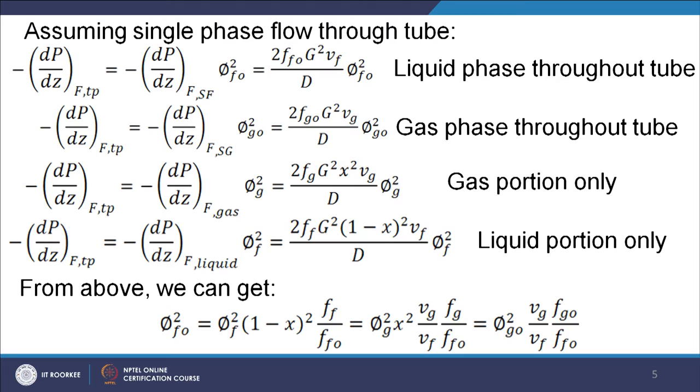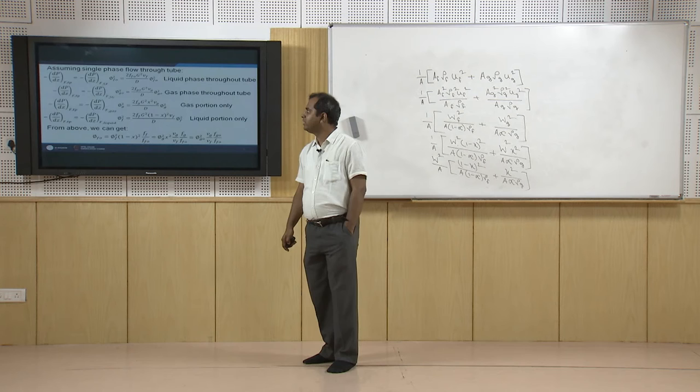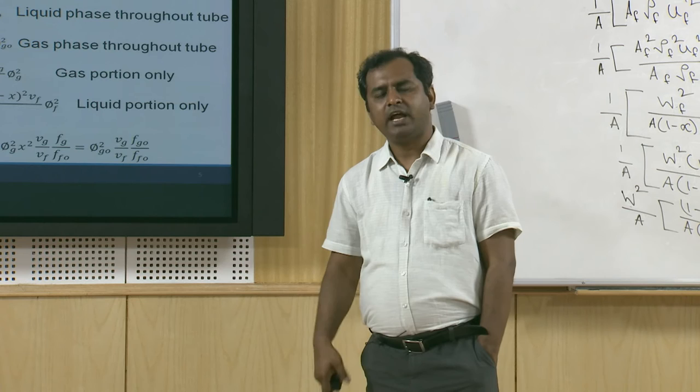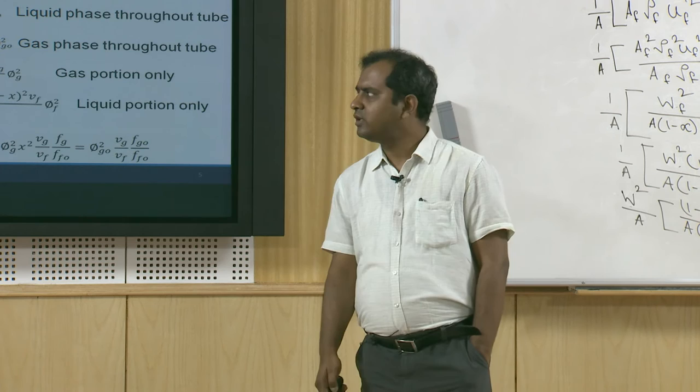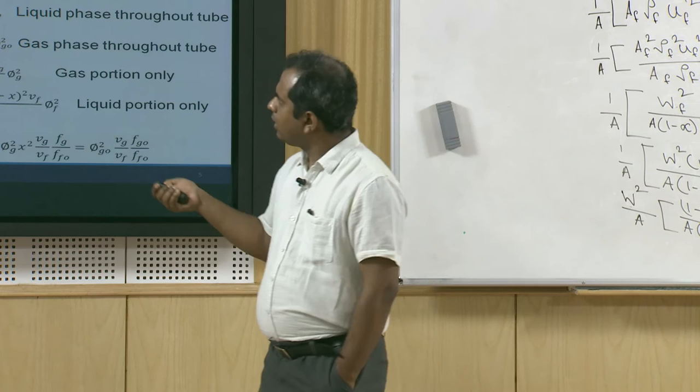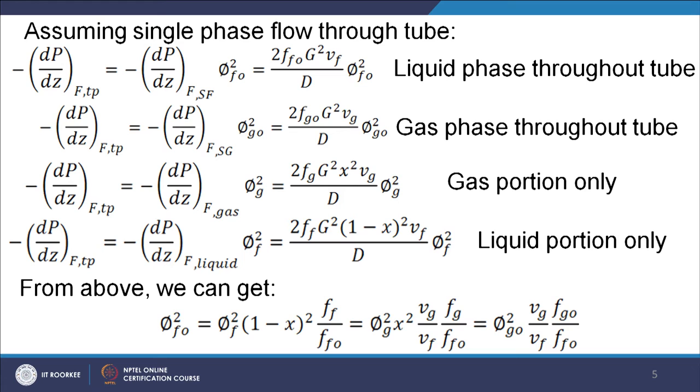Now, why are we doing so? Because calculating the single phase liquid friction factor is very easy, because we know the parameters, that means density and viscosity for single phase liquid. So, quickly we can calculate the Reynolds number, and based on the Reynolds number we can go for either 64 by Re or the Blasius equation. So, we can find out for turbulent and laminar regime. Right. Now, we need to know this parameter phi FO square to relate this two phase friction factor with the single phase fluid only friction factor.